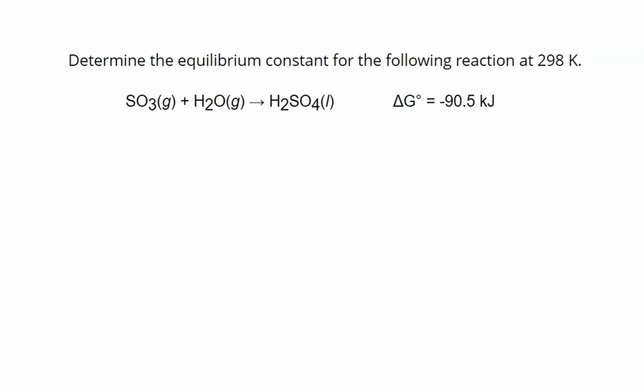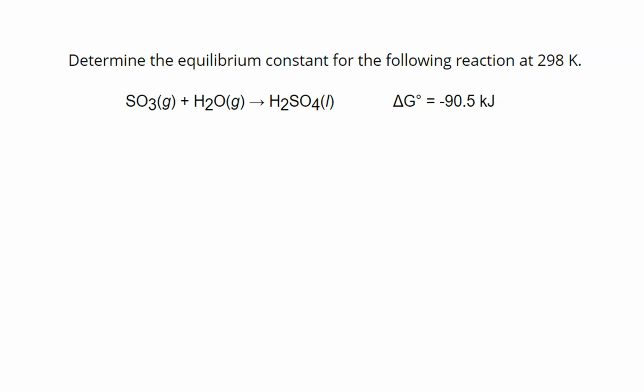Okay, so problem 2. Determine the equilibrium constant for the following reaction at 298 Kelvin. We have SO3 gas plus H2O gas reacts forming sulfuric acid liquid. And we get a delta G naught of negative 90.5 kilojoules for this particular reaction. And what we want to know is, what's the equilibrium constant?